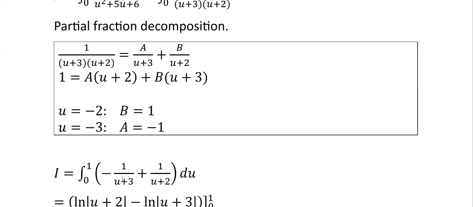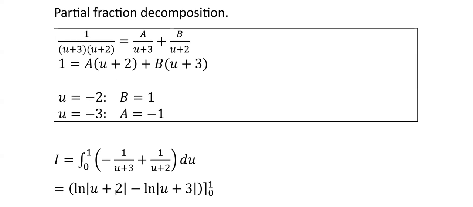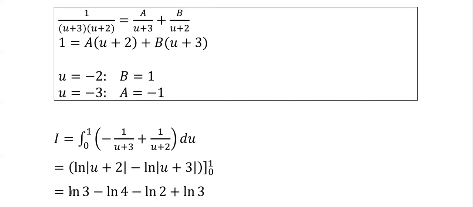Again, I'm going to skip all the details. So then you write your integral like this with those coefficients you found. And these are just logs. So it becomes ln of absolute value u plus 2 minus ln of absolute value u plus 3, evaluated from 0 to 1. Do the fundamental theorem of calculus. Get ln 3 minus ln 4 minus ln 2 plus ln 3. Honestly, I would accept this as the final answer if I were the grader or instructor.